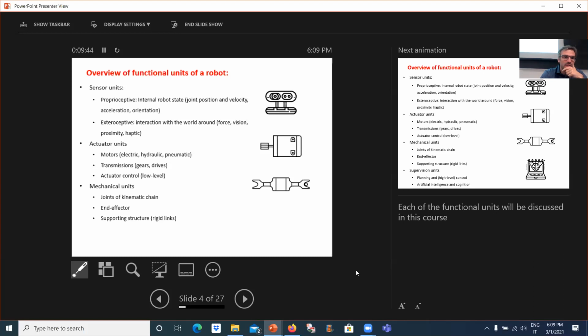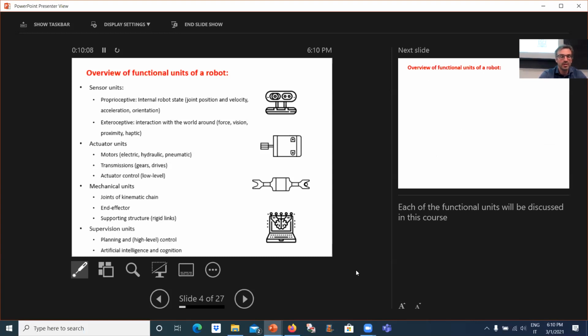Then we have the mechanical units that are the joints of this kinematic chain that represents a robot, the effector, and the links. So the rigid structure of the robot that composes the mechanical units are the links. And these links we consider like rigid bodies, so not flexible. For this course, we don't assume any flexibility. And then you have the supervision unit, which is the high-level control.